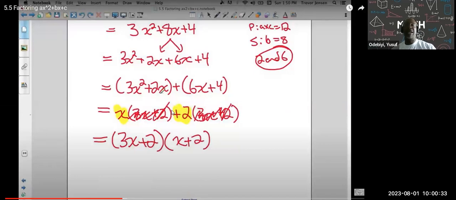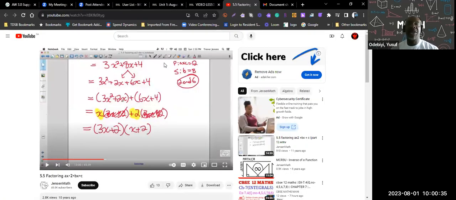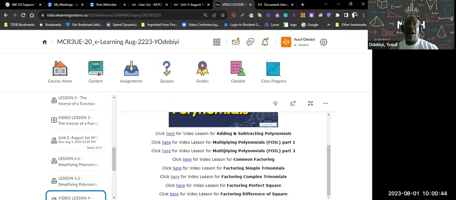I'm not going to hold up anymore because we're getting close to that time, 10 o'clock. I'm going to show you one other factoring. All these are basically things you need to know in order to be able to simplify polynomials.